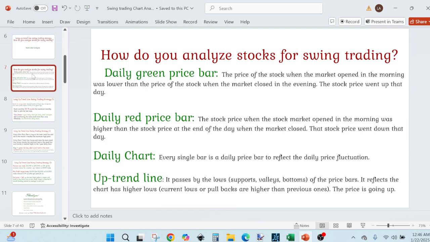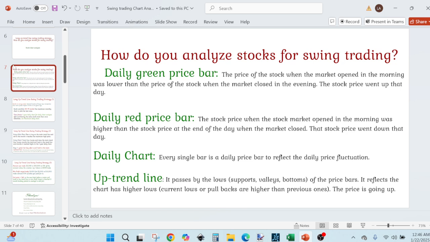For our option and swing trading strategy, we use the green price bar on our chart, and we use the red price bar. So we pay attention to those colors, and the green bar just means the price in the morning was lower than the price in the evening, and the red bar just means when the market opened in the morning, the price was higher than the price in the evening when the market closed, so the price dropped that day.